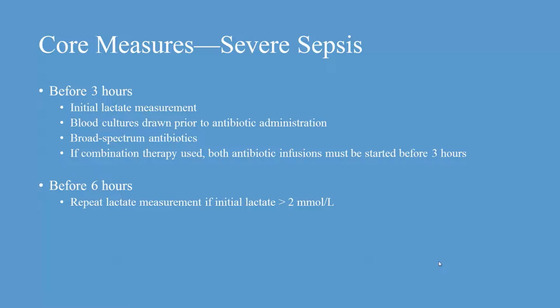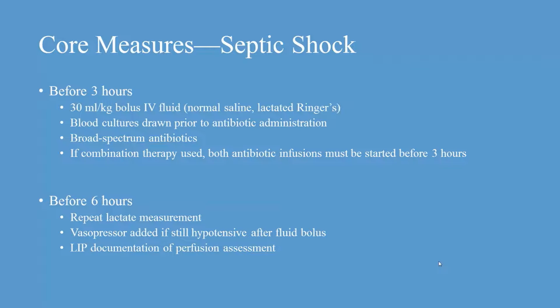And then before 3 hours, this exactly mirrors the 3 and 6 hour bundles from the guidelines. Before 3 hours: initial lactate measured, blood cultures drawn, broad spectrum antibiotics given. And if you're using combo therapy, more than one antibiotic, that second antibiotic has to be started before the 3 hours is up. And then repeat that lactate measurement if the initial was greater than 2. And then the core measures for septic shock, again, 30 per kilo bolus within that first 3 hours. The blood culture and the antibiotics, same things there.